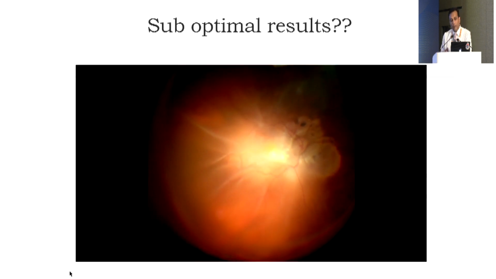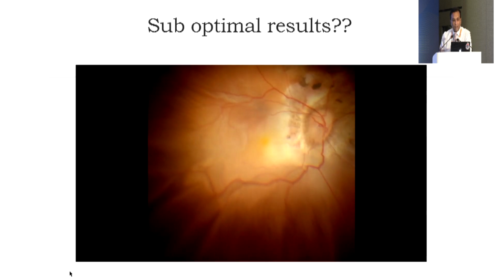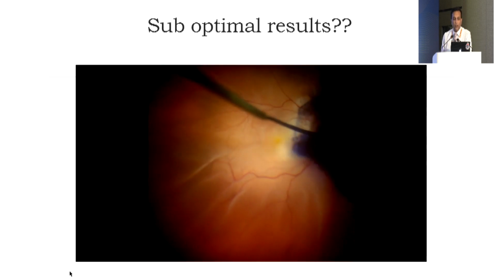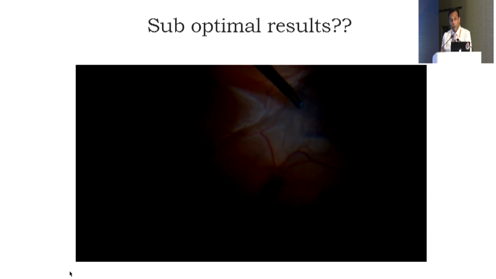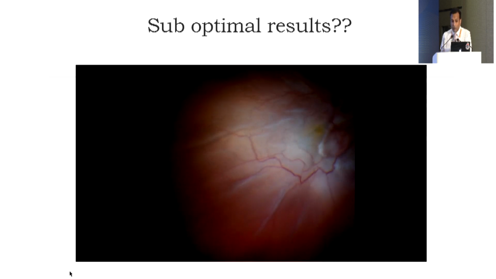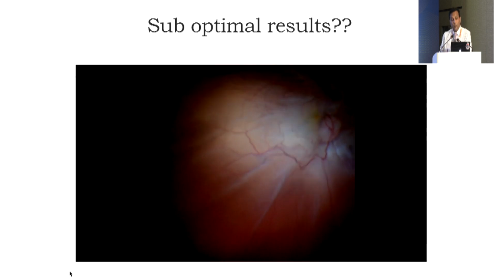But using all these techniques, which we all know have been described in literature, recurrences still do happen. And the primary reasons are the incomplete removal of hyaloid, the proliferation, and the incomplete closure of the hole. And this is a case operated somewhere else.